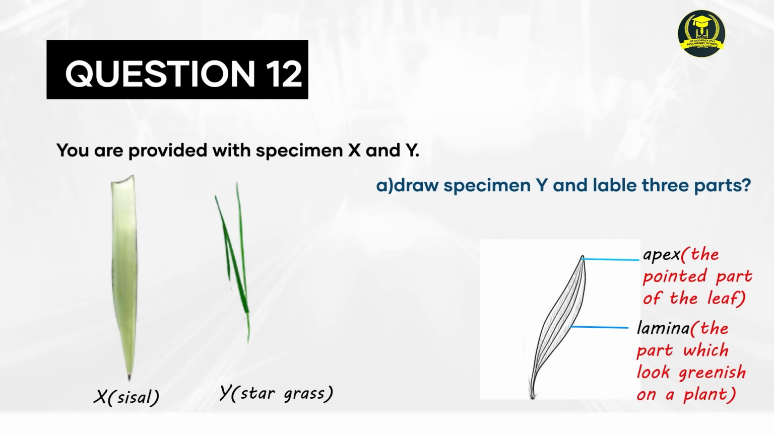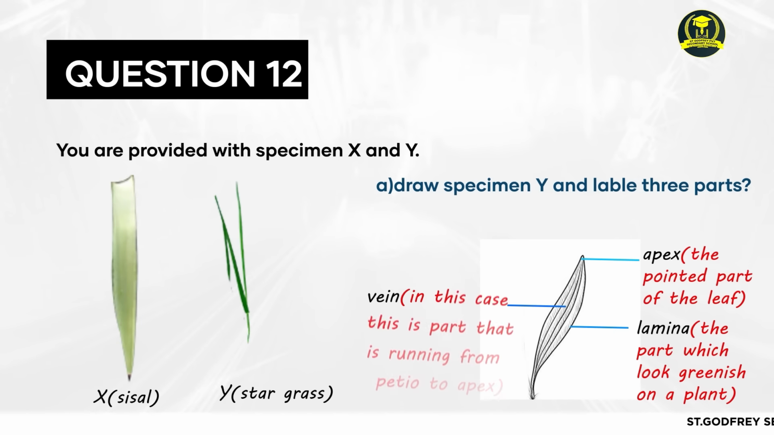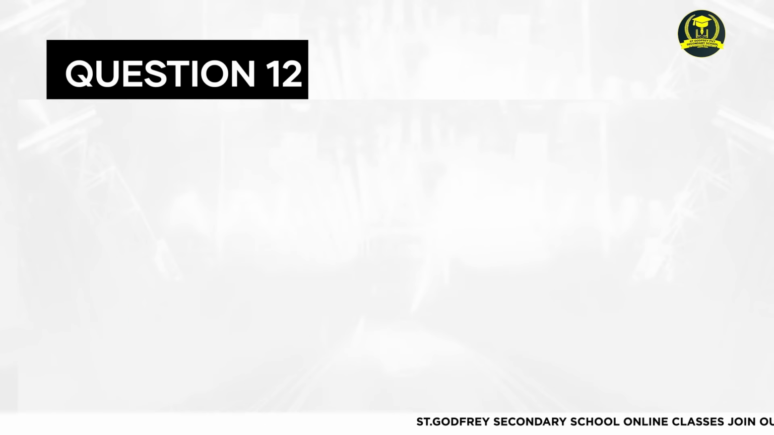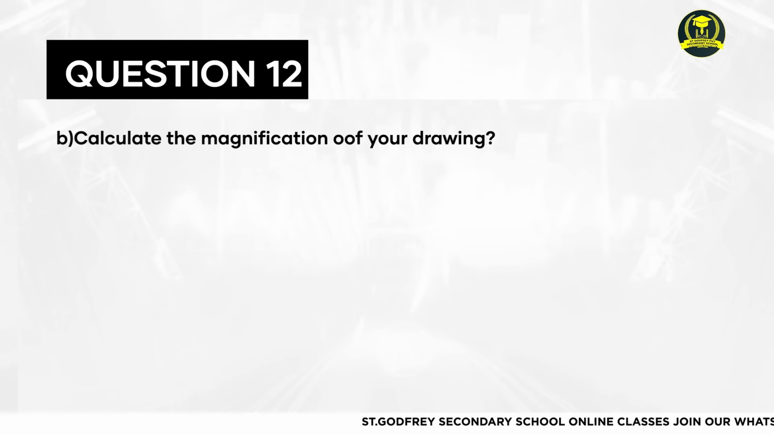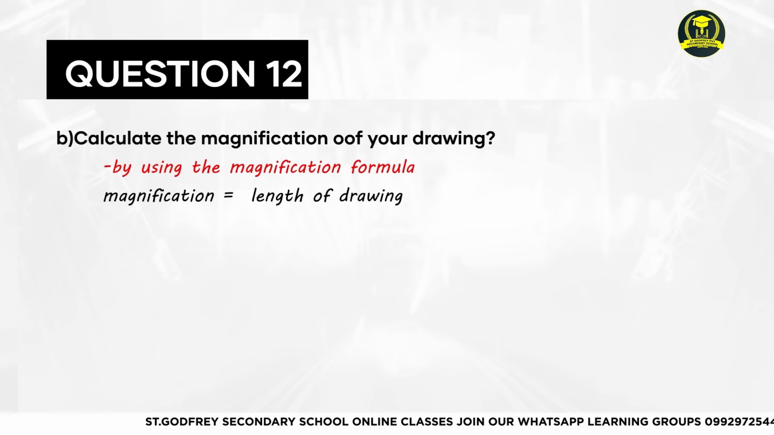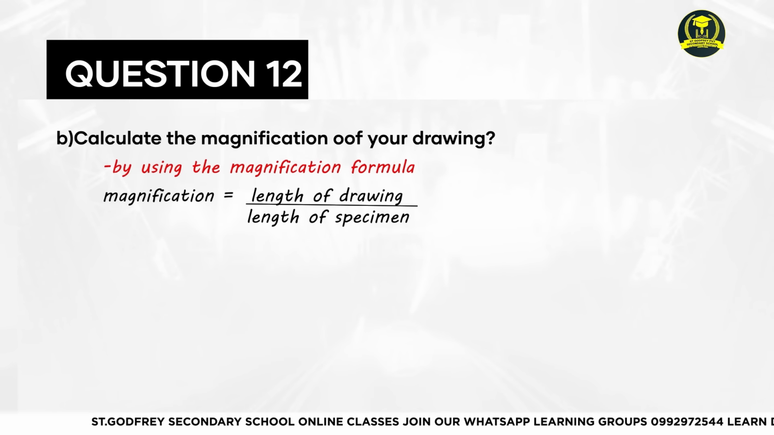Lamina. This is the part which looks greenish on the leaf. Vein. In this case, this is the part that is running from the sheath to the apex of the leaf. Question B. Calculate the magnification of your drawing. By using the magnification formula, magnification is equal to length of the drawing divided by length of the specimen.